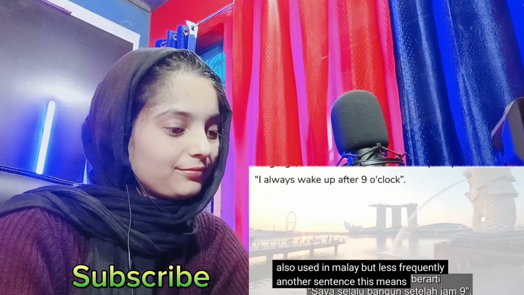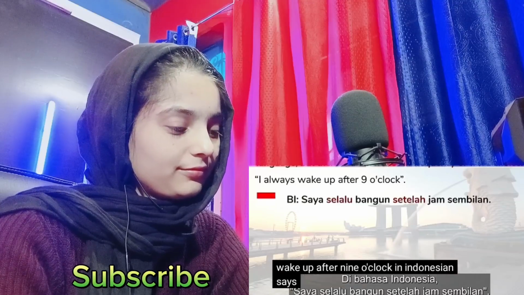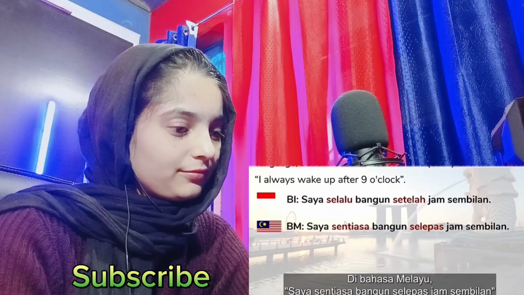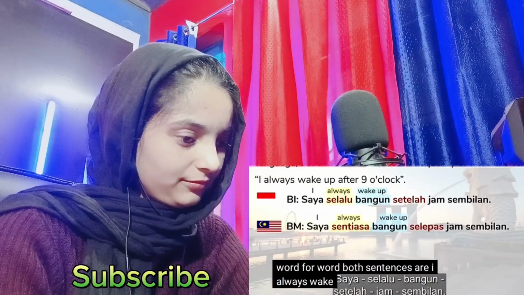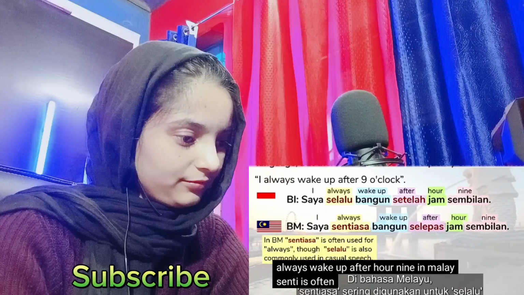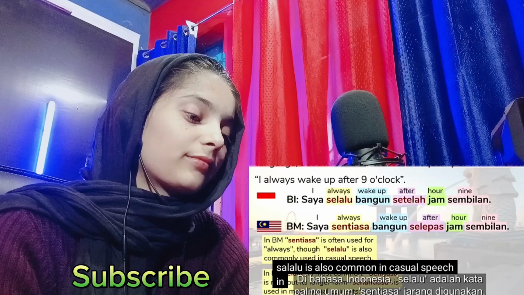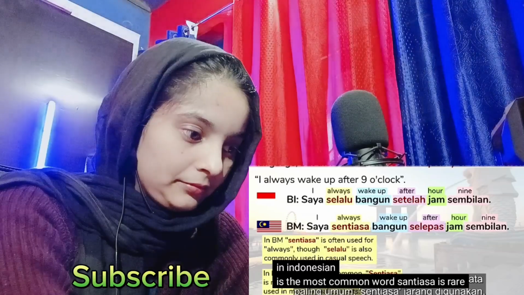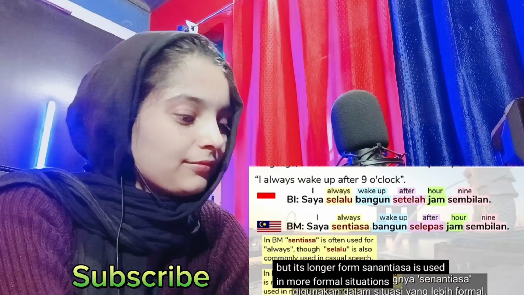Another sentence. This means I always wake up after 9 o'clock. In Indonesian, Saya selalu bangun setelah jam 9. In Malay, Saya sentiasa bangun selepas jam 9. Word for word, both sentences are I always wake up after hour 9. In Malay, Sentiasa is often used for always, though selalu is also common in casual speech. In Indonesian, Selalu is the most common word. Sentiasa is rare, but its longer form, senantiasa, is used in more formal situations.